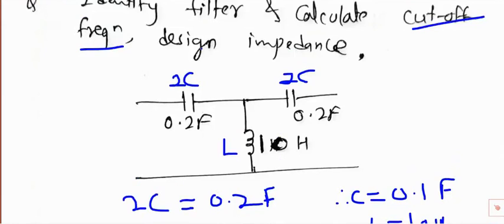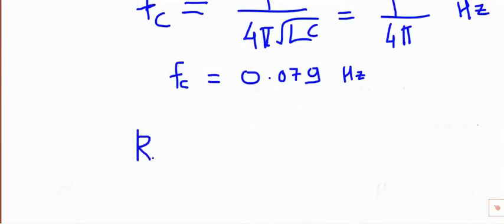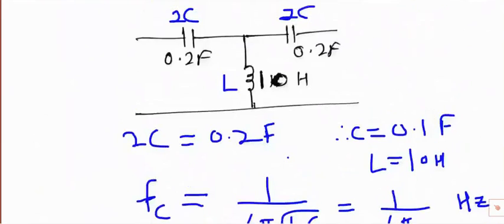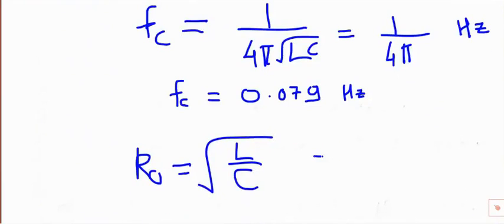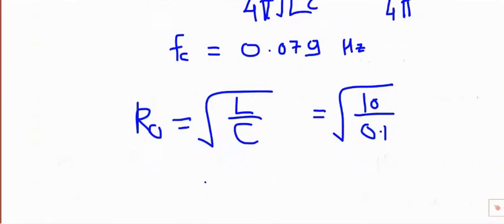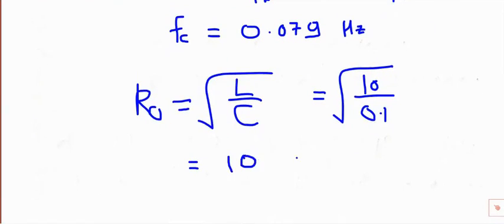Next we have to calculate design impedance. So design impedance is R0 equal to under root L by C. What is the value of L? L is 10 Henry, C is 0.1. So 10 divided by 0.1, under root, 10 ohm. 10 ohm is the answer.